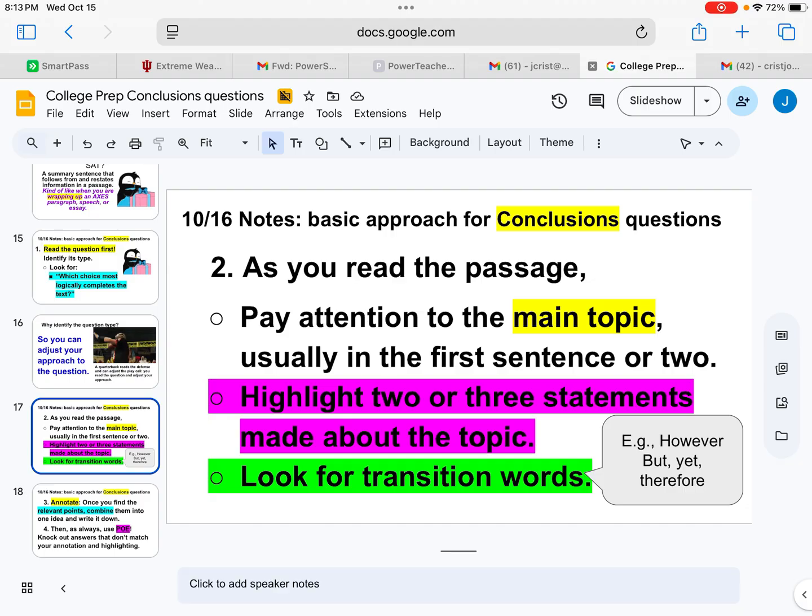Highlight 2 or 3 statements made about the topic. So your conclusion is going to pull together information and ideas from the paragraph. You may have a lot of highlighting. Look in particular for transition words to help you zero in on the key ideas. Words such as however, but, yet, and therefore.